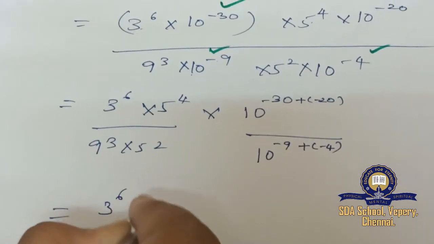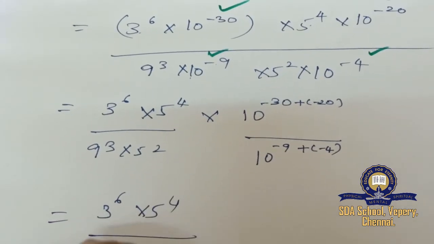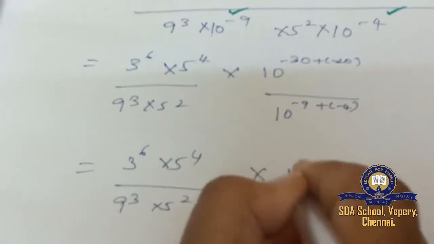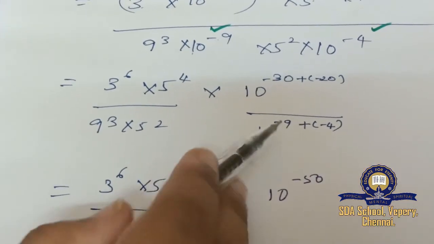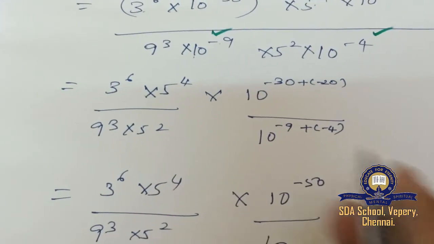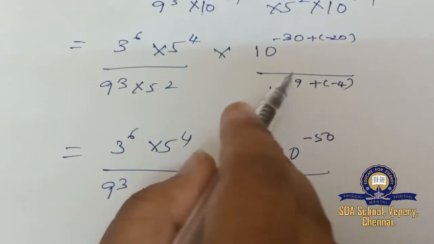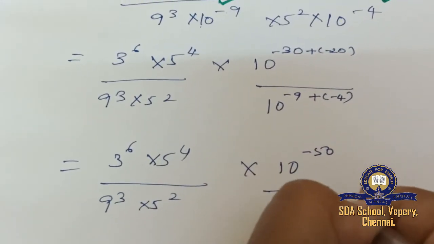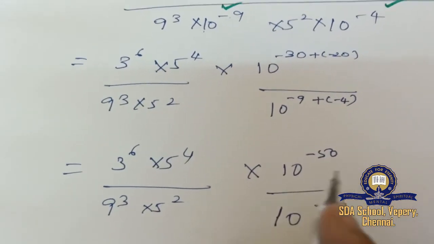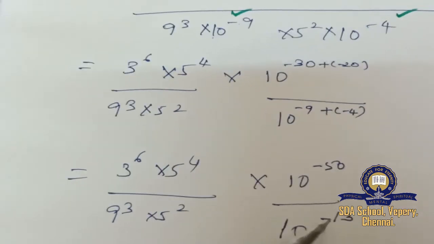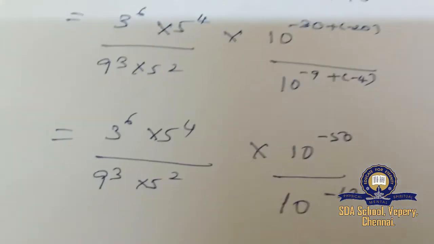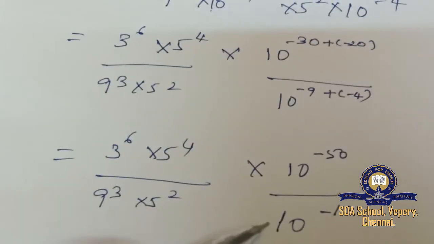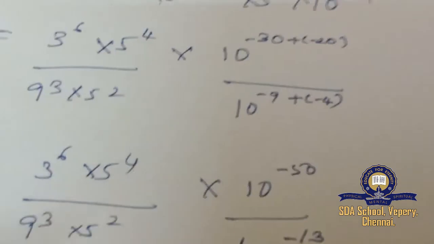Write this as it is: 3 power 6 into 5 power 4 divided by 9 cube into 5 square. It doesn't make a difference. Into 10 power, what will I get? I will get minus 50, divided by 10 power minus 13. Yes, students. Then what will happen next? I'll take this minus 13 on top. Why am I doing all this? Because the bases are the same. Division rule.